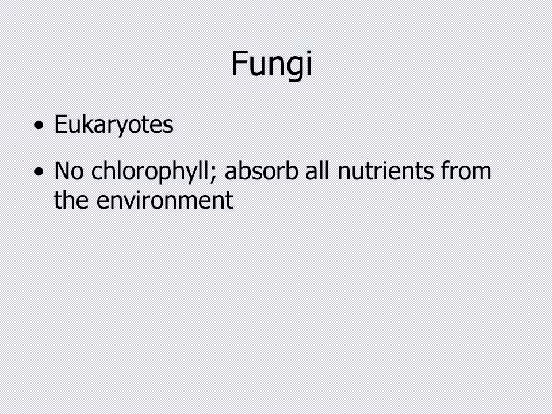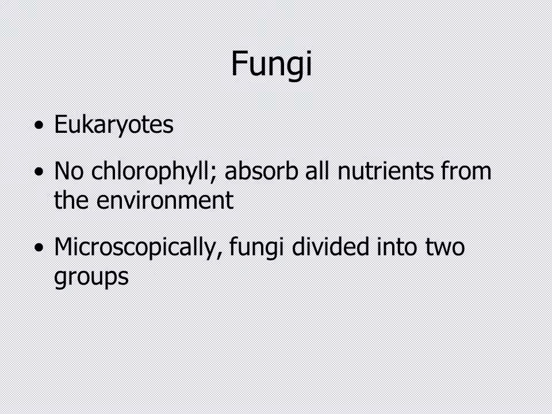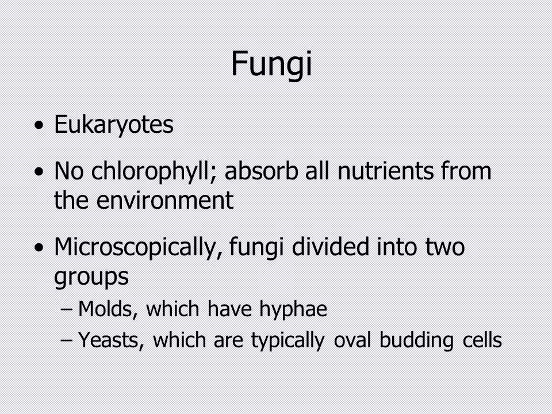The fungi have a eukaryotic cell structure, just like us, meaning that they have a true nucleus and cellular organelles. They do not have chlorophyll, but rather they absorb all their nutrients from the environment. Microscopically, we divide fungi into two groups: the molds, which have hyphae, and the yeasts, which are more typically oval budding cells with no aerial hyphae.